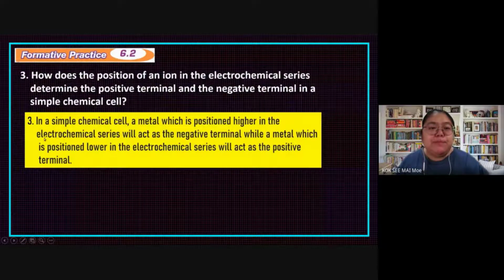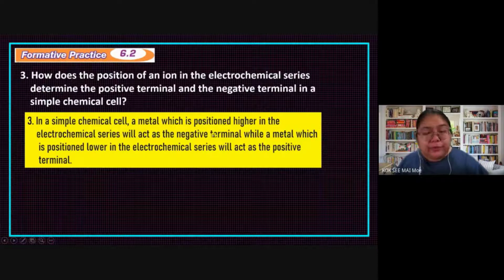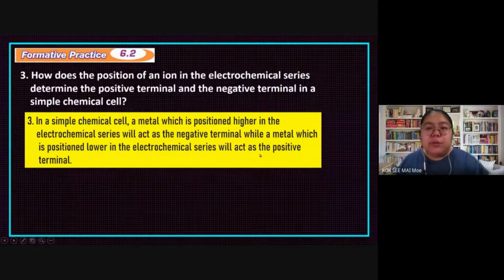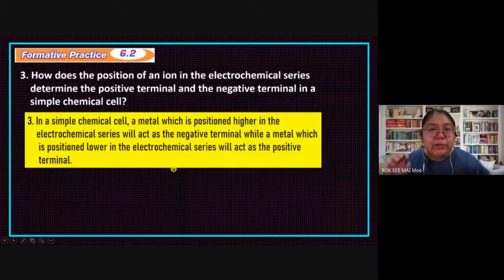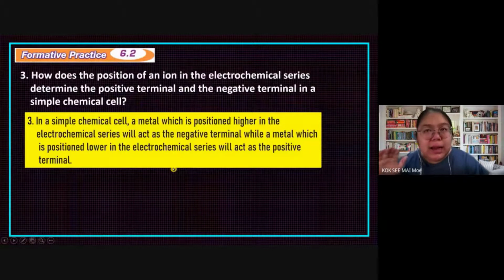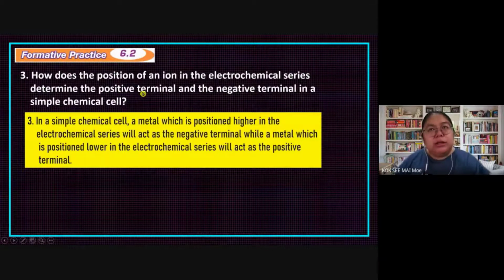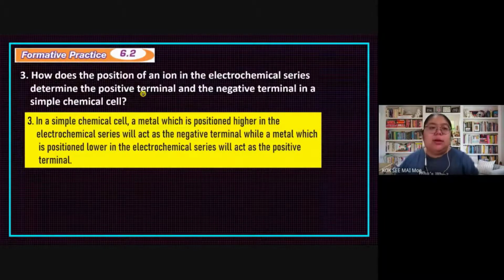So in the simple chemical cell, a metal with a position higher in the electrochemical series, higher means electropositive is higher, acts as the negative terminal. While the metal with a position lower in the electrochemical series will become the positive terminal. So important, you need to know the negative terminal must be the higher level, and the positive terminal is the lower level. This is how we set about the electrons. Okay, only 3 questions for 6.2 you need to do.